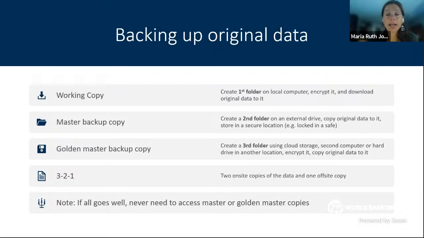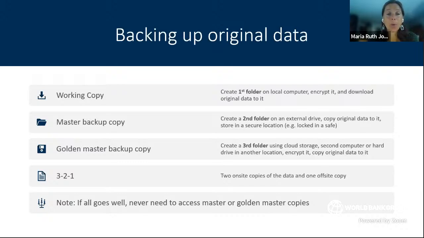In this case, we think of the best practice being a 3-2-1 rule, where you have a working copy of the data. In order to have that, you're going to create a folder on your local computer, encrypt it, and download your original data to it. Then you'll have a master backup copy, which is the second folder on an external drive with that original data copied to it and stored in a secure location. And if that's stored somewhere safe, like for example, locked into a safe, it doesn't necessarily need to be encrypted.